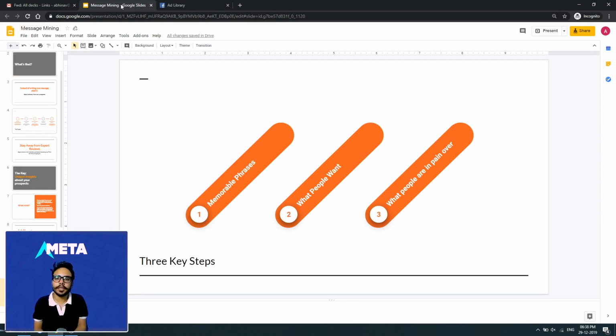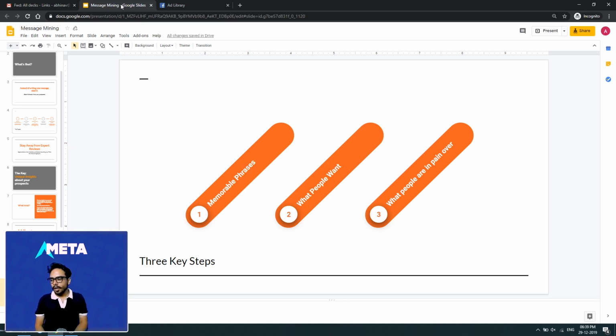Now, what you've got to do is take all of these triggers and put them into these three columns. Number one, memorable phrases. If you find something memorable that strikes an emotional chord with you, or you think will strike a chord with your prospects, put it under memorable phrases. If there is an explicit mention of what people want, take that phrase and put it under what people want. And if you find something about specific pain points, something that hurts, a mention of pain, suffering or discomfort, put that in the third column.